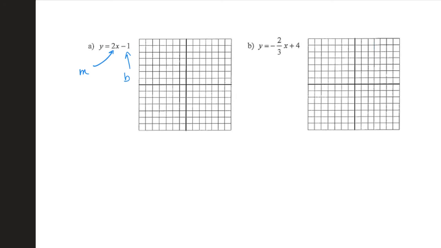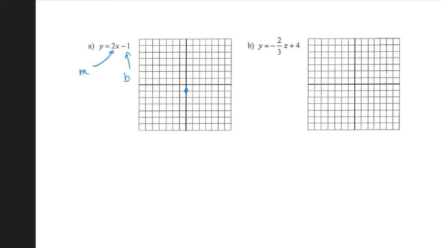So I'm going to follow my step-by-step process. Step 1, plot the y-intercept. So on my y-axis, put a point at -1. Now I have 1 point on that line. Now I need other points.